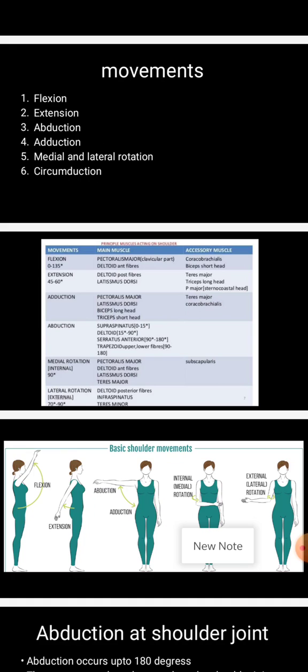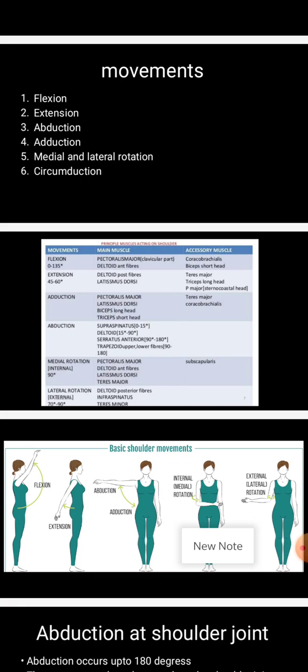From 0 to 15 degrees, abduction is produced by the supraspinatus muscle. Then from 15 degrees to 90 degrees, abduction is done with the help of the deltoid. Then from 90 to 180 degrees of abduction, that is overhead abduction, is produced by the serratus anterior along with the trapezius muscle. So these two muscles produce overhead abduction.